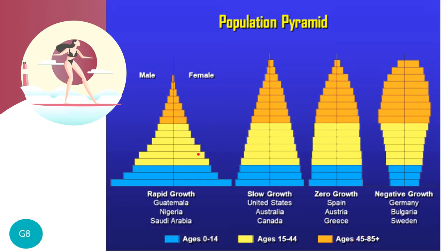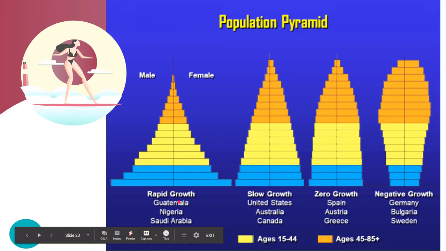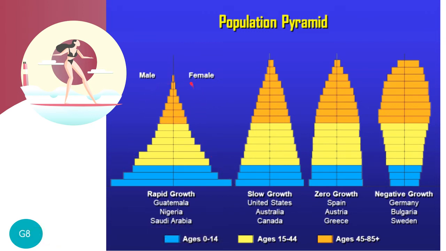So in countries such as Guatemala, Nigeria, and Saudi Arabia, since they have more children than adults and older people, they are said to be countries undergoing rapid growth, because this will be promoted here and then this will go here and then eventually they will get older. So the country is increasing in population.